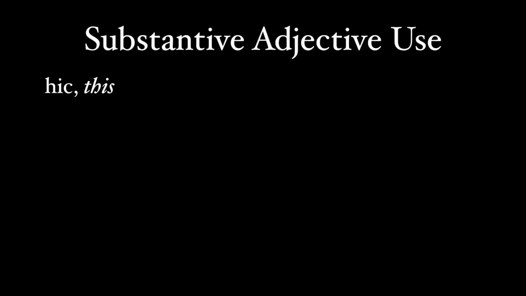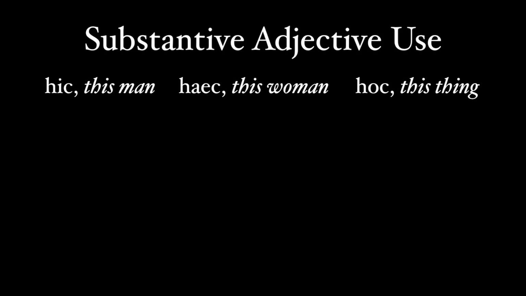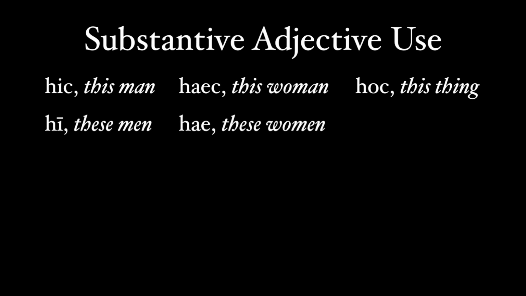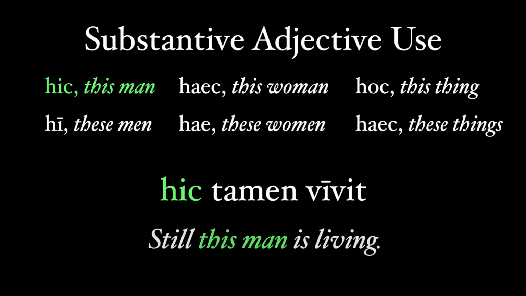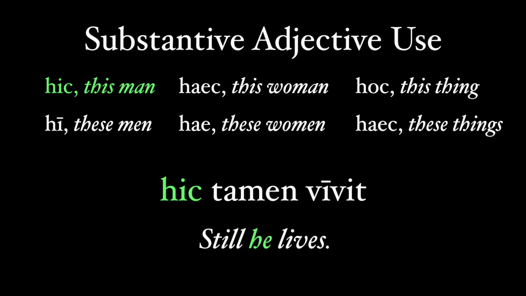Hic isn't just this, it's this man. Haec, this woman. Hoc, this thing. Hi, these men. Hae, these women. And haec, when it's neuter plural, these things. So when Cicero says, hic tamen vivit, it looks like he's saying, still, that's tamen, this is living. But it's more, still, this man is living, or even just, still he lives.